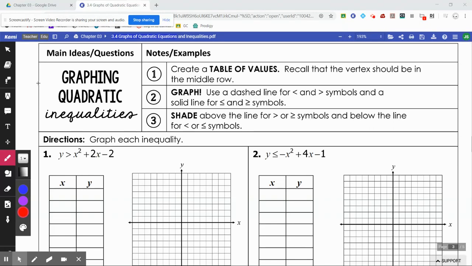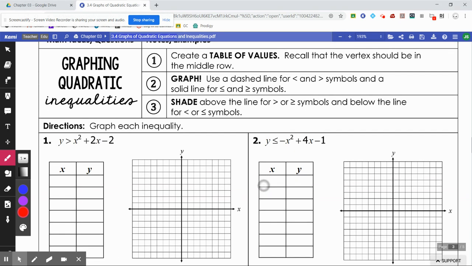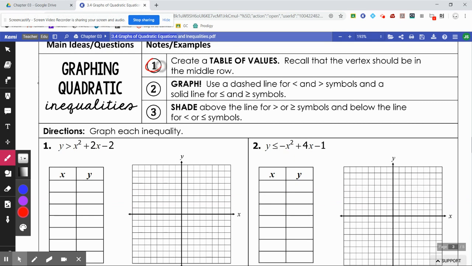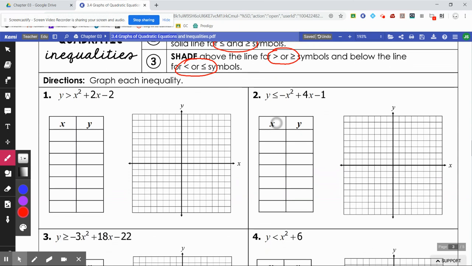This lesson again combines two previous lessons. We're going to graph quadratic inequalities. So we're going to use our ability to graph quadratic equations. Then we're simply shading. So these should be pretty easy for us. We're going to create our table just like we did before. We're going to graph. We're going to use dotted lines and we're going to use solid lines, all depending on our symbol. Then we're going to shade either above or below, also depending on our symbol.